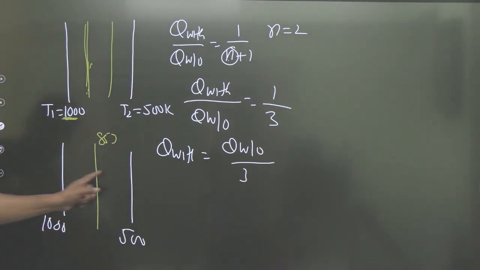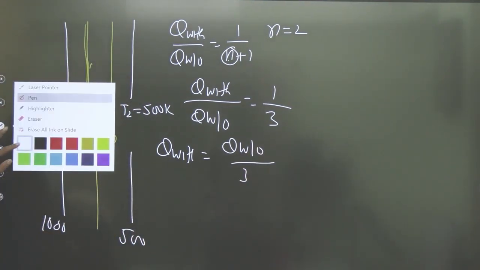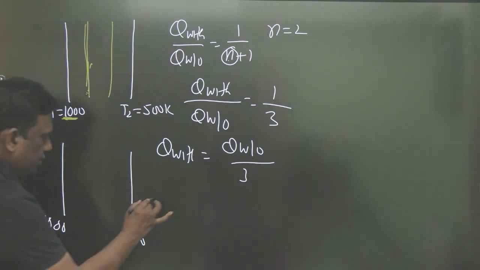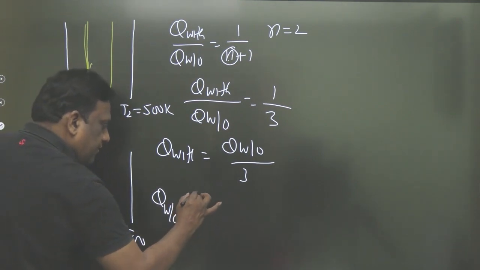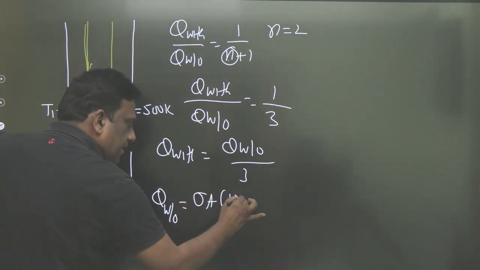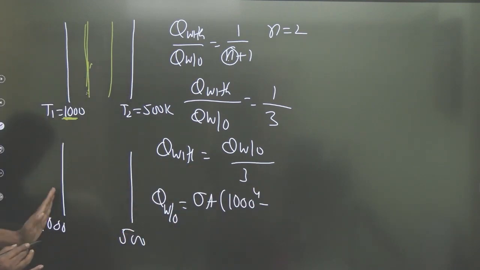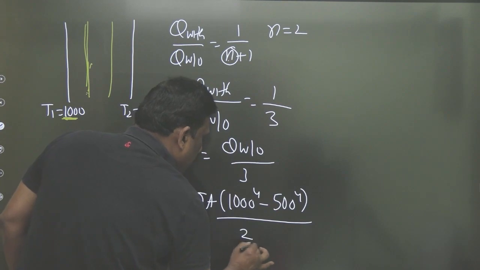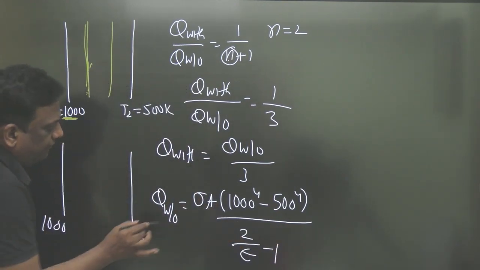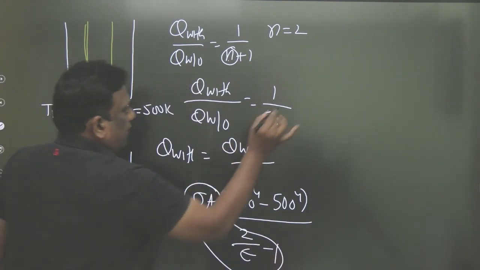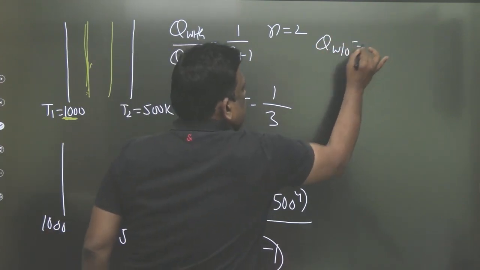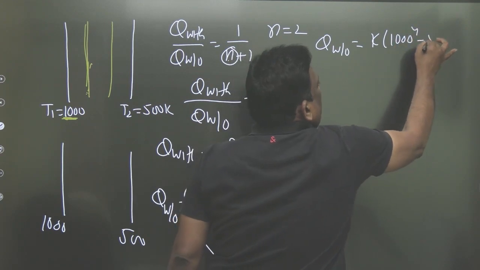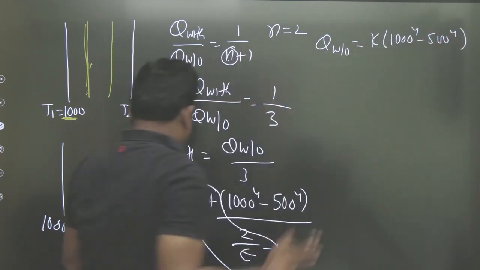Already we have calculated without shield. If there is no shield, my dear students, listen. If there is no shield, what will be the heat transfer? It will be sigma A into T1 power 4 minus T2 power 4 by 2 by epsilon minus 1, with T1 as 1000 and T2 as 500. It is without shield, and we have taken this value as K. Therefore, heat transfer without shield is equal to, already we know, K into 1000 power 4 minus 500 power 4.